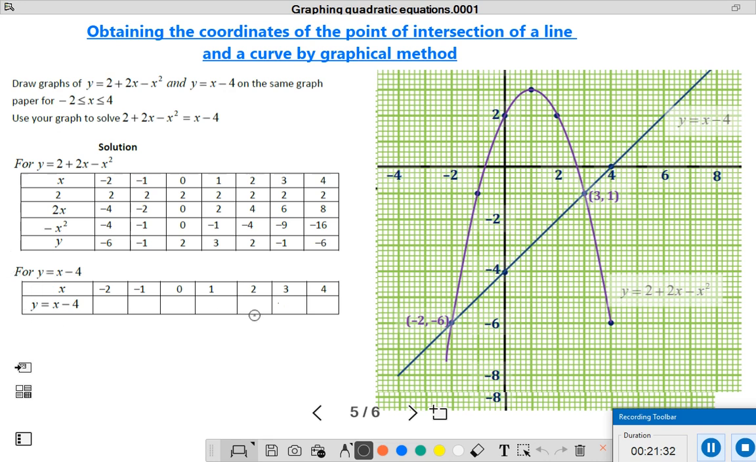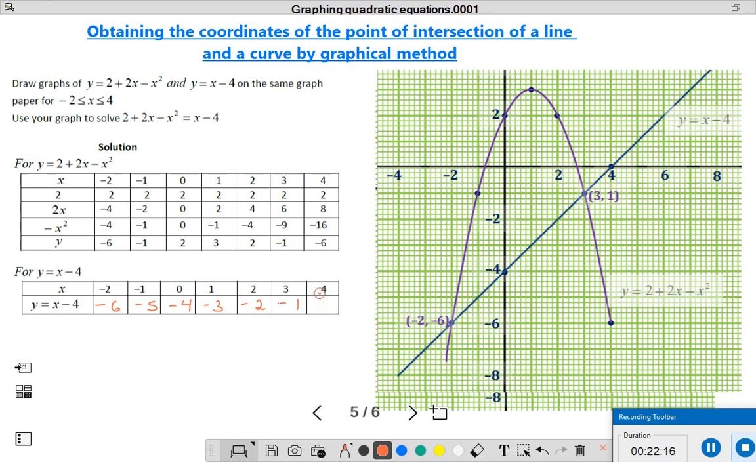That's why you have a second table here. In my second table, I have x from negative 2. We are given the range, negative 2 to 4. Now from negative 2 to 4, we get the values of y, as you can see. Now this y is x minus 4. So this is minus 2 minus 4, giving us a negative 6 here. Here we get a negative 5. Here, negative 4. 1 minus 4, that is negative 3. 2 minus 4, we get negative 2. 3 minus 4, we get a negative 1. And 4 minus 4, we get a 0.